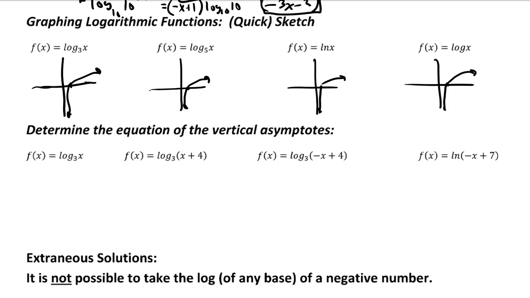All right, so each of these also have a vertical asymptote. So notice this vertical asymptote is at x equals 0. It's the vertical line that your graph can never touch, but it approaches.